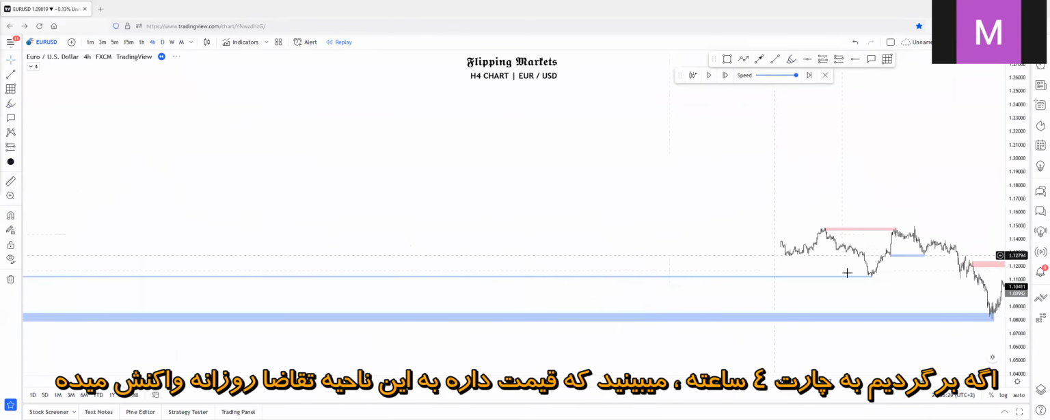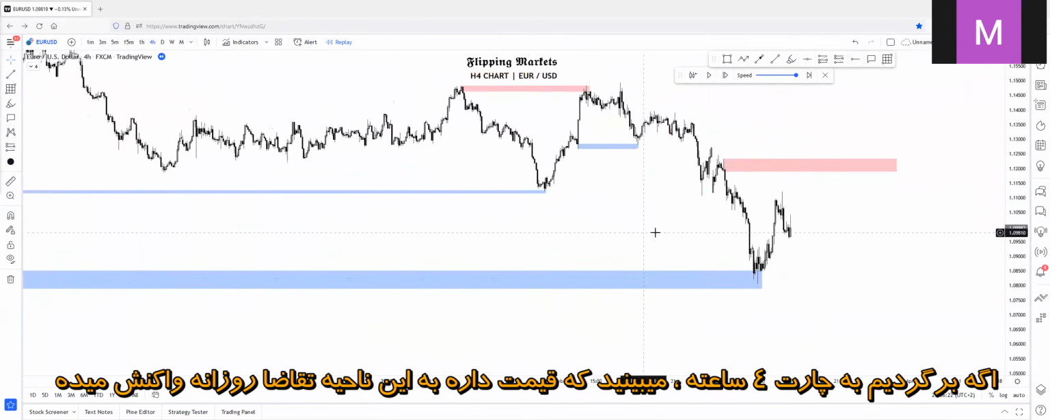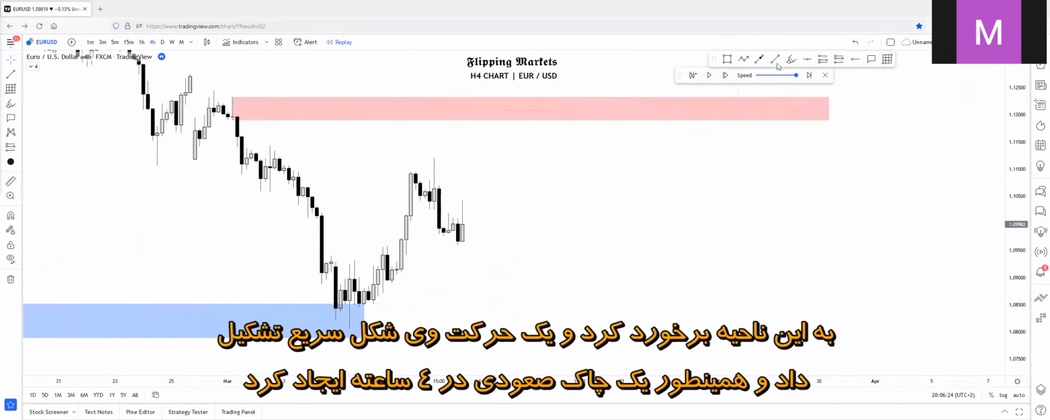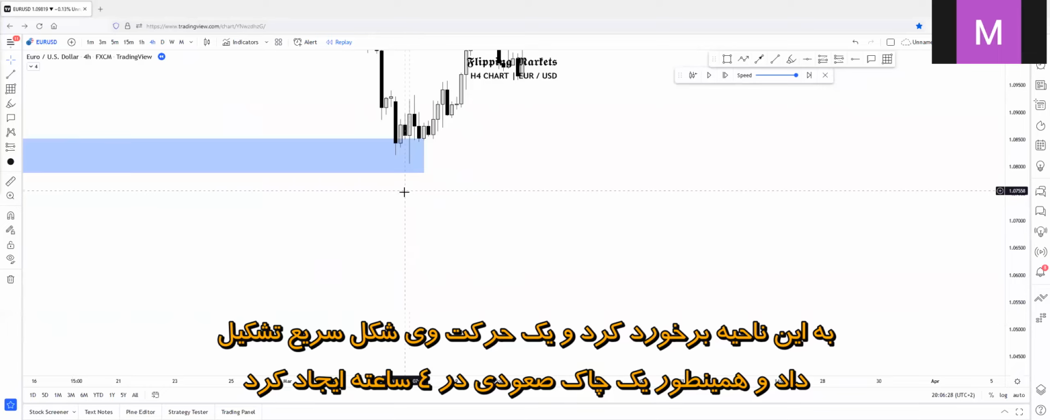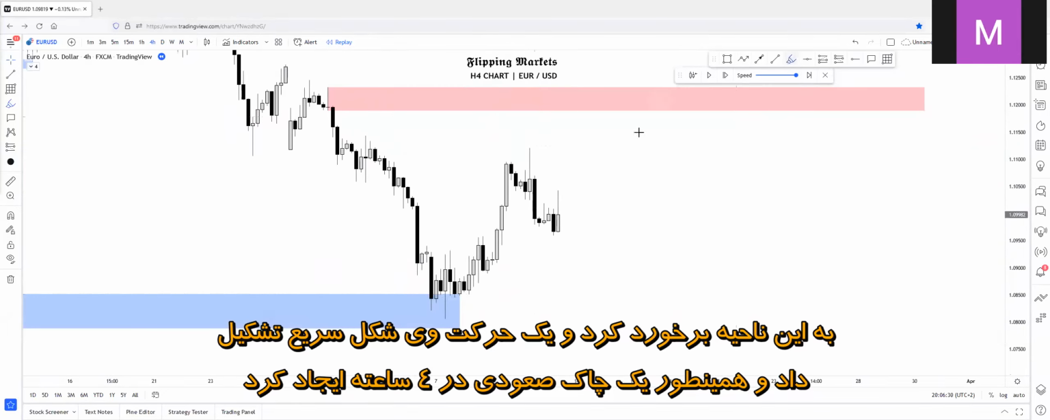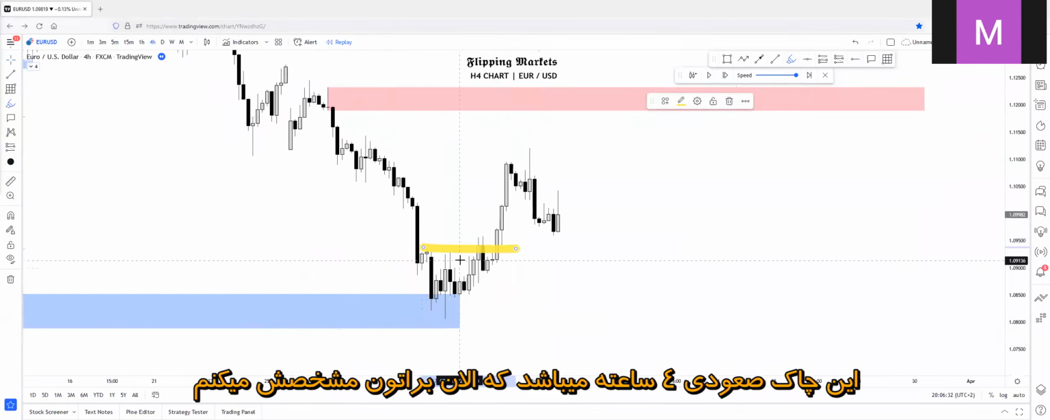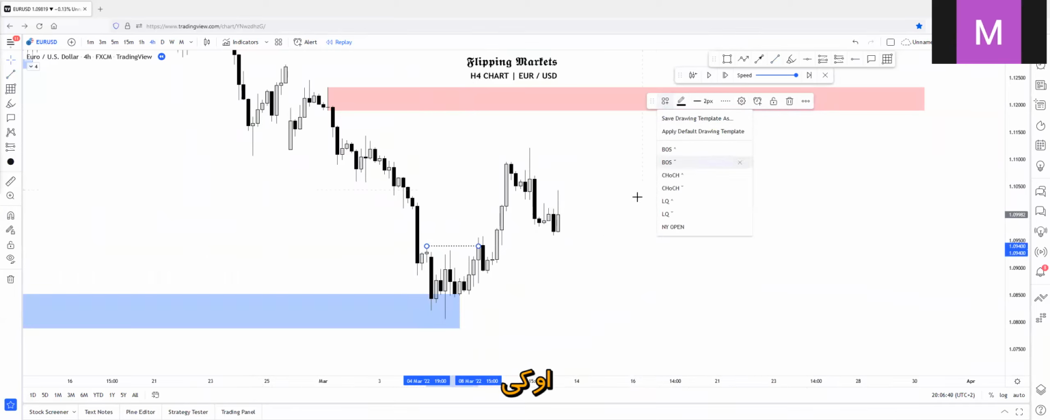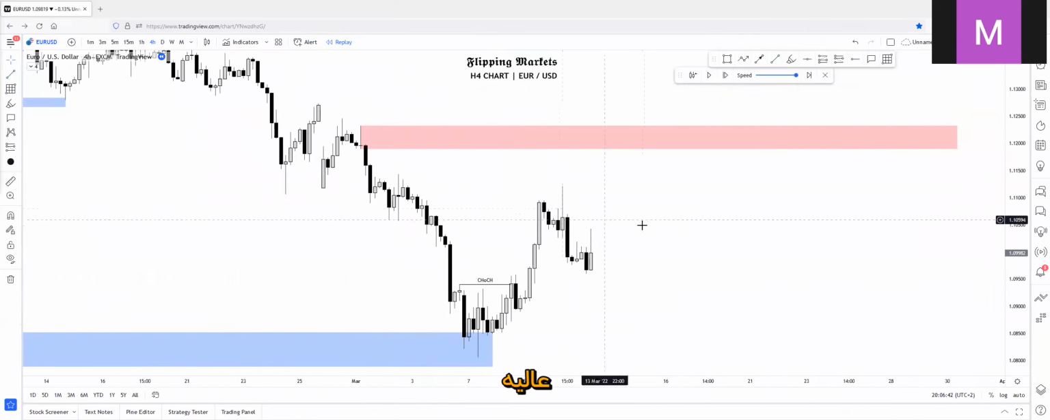Switching back to the 4-hour chart, you will see that price is reacting on this daily demand level, as you can see. That this zone and immediately reversed to the upside, created a 4-hour V-shape recovery, as you can see, and created a change of character on the 4-hour chart as well. Here, this is the 4-hour change of character line. This is a 4-hour change of character. I will just type it here for the clarity. Okay, change of character to the upside, perfect.